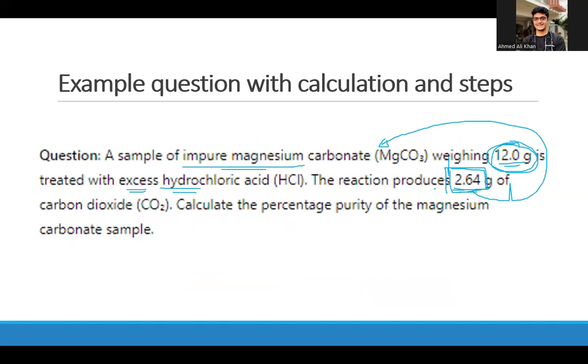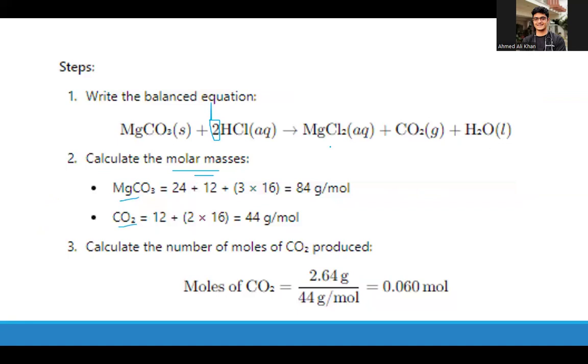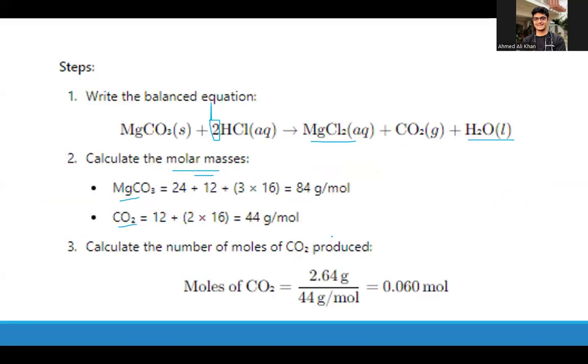क्योंकि हम इन दोनों को compare कर रहे हैं. We don't really care about this MgCl2 or water. So 2.64 grams of carbon dioxide produce हो रही है. ठीक है, we can use this 2.64 grams to calculate the mass of magnesium carbonate that would be required to produce 2.64 grams of carbon dioxide, right? So उस पे फिर हम divide कर देंगे 12 grams से, and then we'll get how much of that sample was actually magnesium carbonate, right?